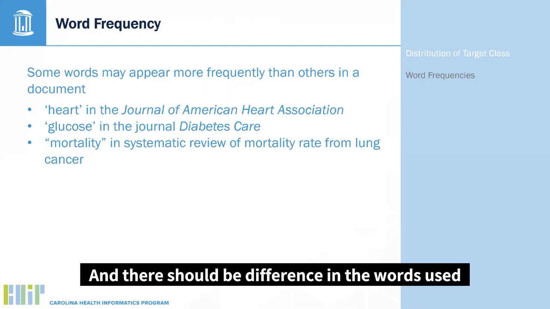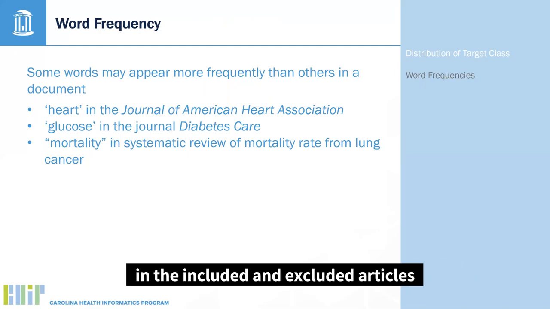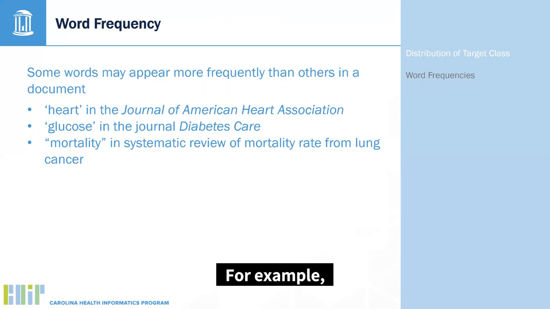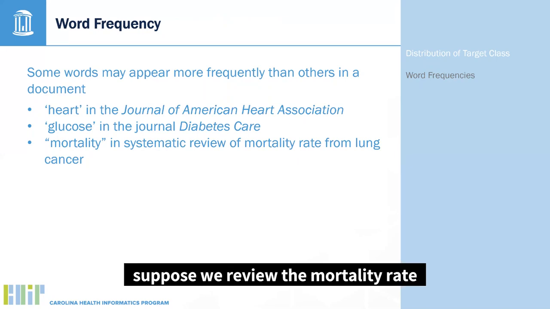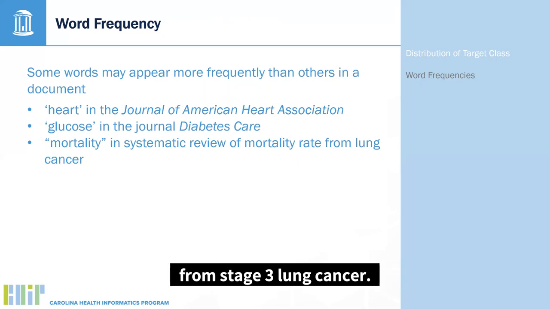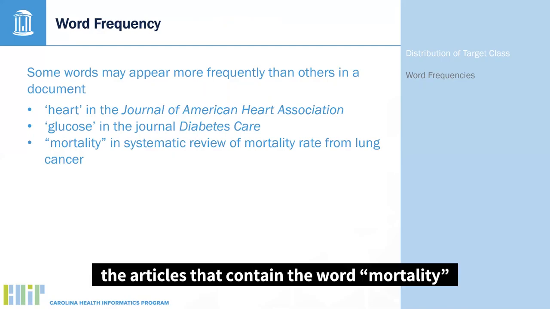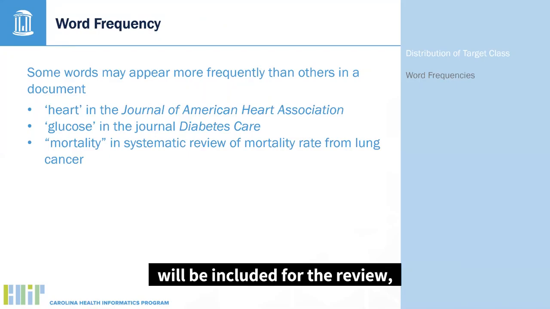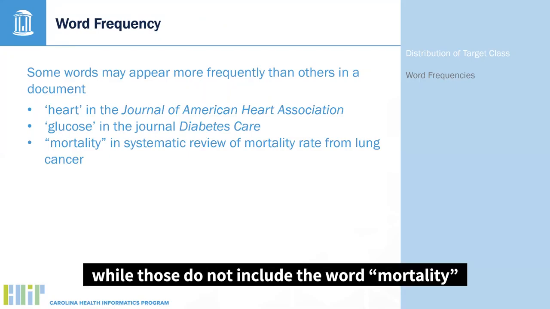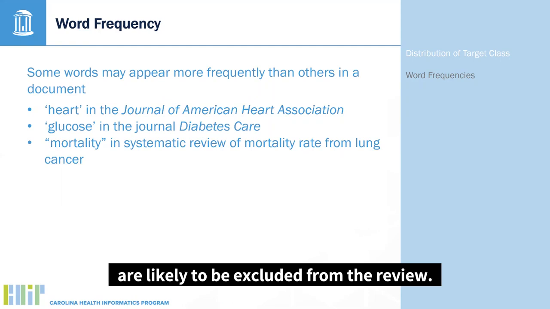And there should be a difference in the words used in the included and excluded articles in a systematic review. For example, suppose we review the mortality rate from stage 3 lung cancer. It is likely that the articles that contain the word mortality will be included for the review, while those that do not include the word mortality are likely to be excluded from the review.